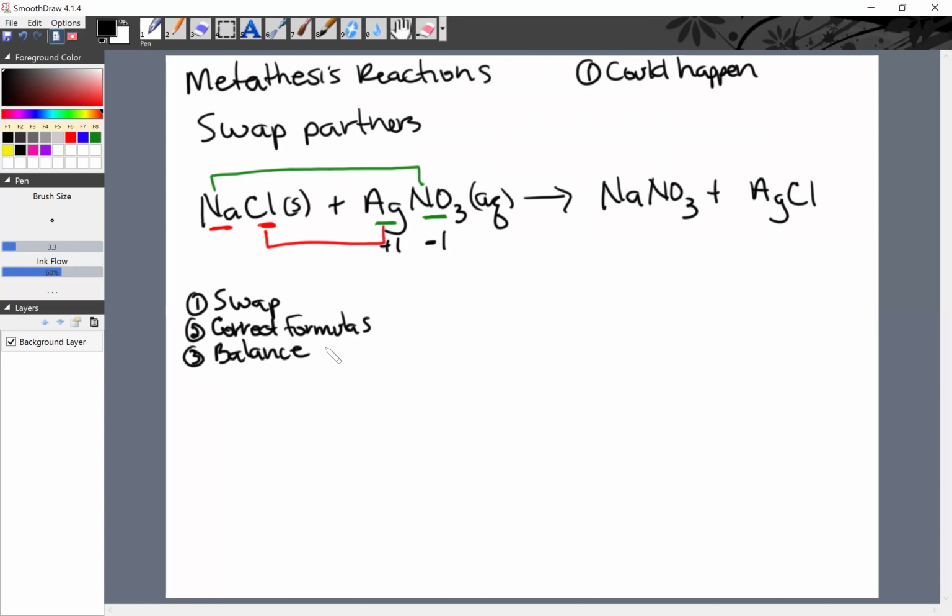And in this case, it's going to be easy. One sodium, one chloride, one silver, and one nitrate. Okay, so in this case, it was a really easy balance. Then I'm going to predict, oh, will it happen? Okay, so this is what could happen. Will it happen? I need to look at, will it do something that's lower in energy?